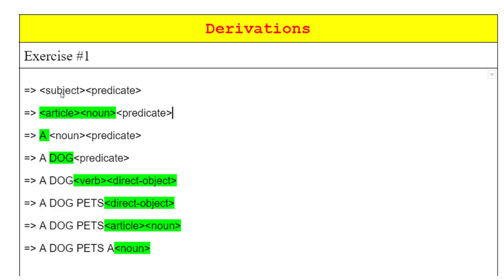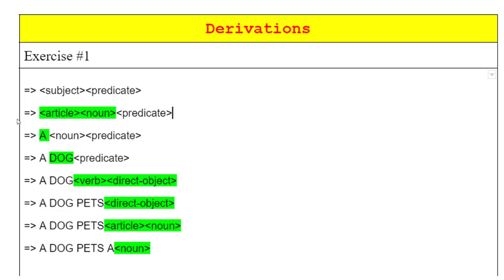really try to graph out how I can get to my target syntax of a dog pets. So subject is going to change and reduce to article and noun. And now I've got three of them. But in the leftmost, I only worry about the leftmost items. So noun, I'm ignoring that. Predicate, I'm ignoring that. So article, I at least get to match it with A, which I want my target syntax to have anyway.